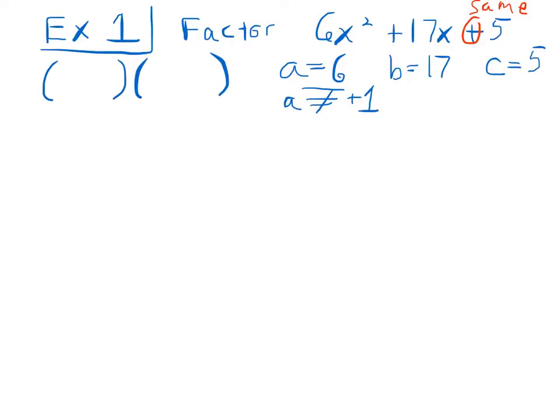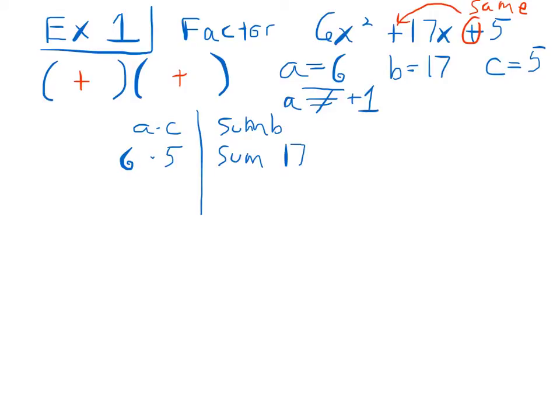Now that I know they're the same, I have to figure out, well, what are they going to be? Are they both going to be positive or are they both going to be negative? That's where I look next door, and I see they're both going to be positive. So that tells me that both of my factors are going to be positive. So I'm going to set up my table now. It is A times C, sum of B. My A is 6, my C is 5, and my sum needs to be a sum of 17.